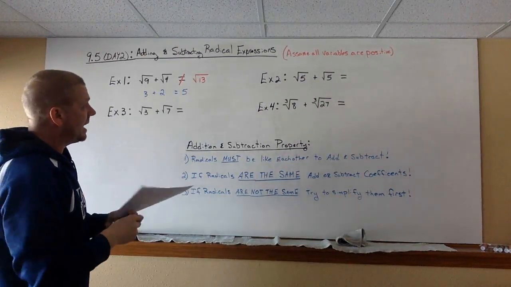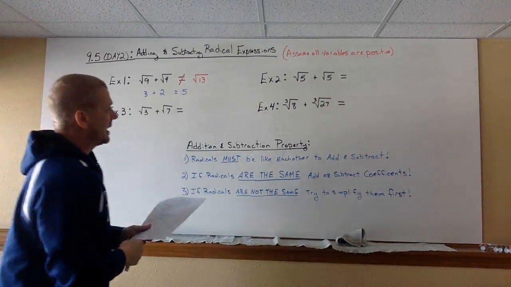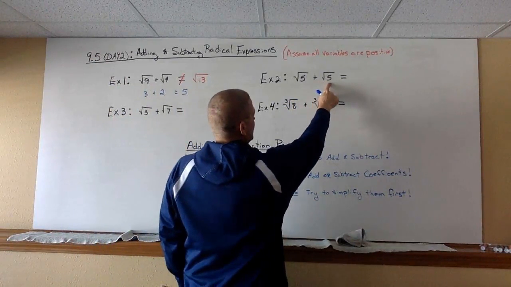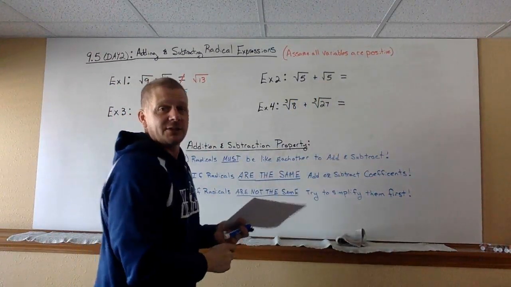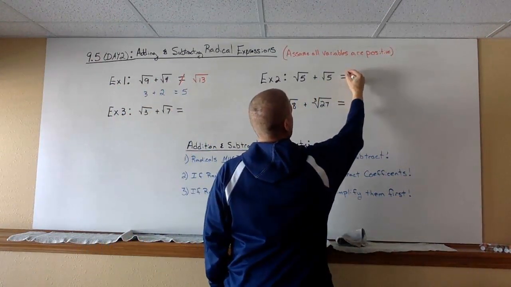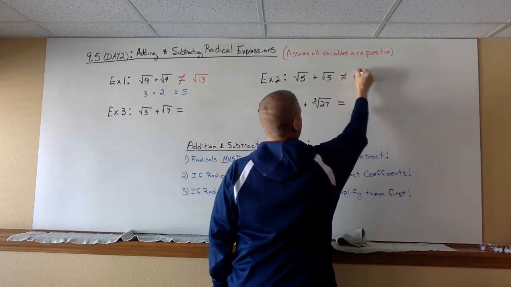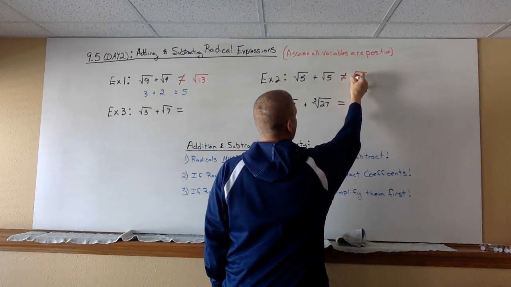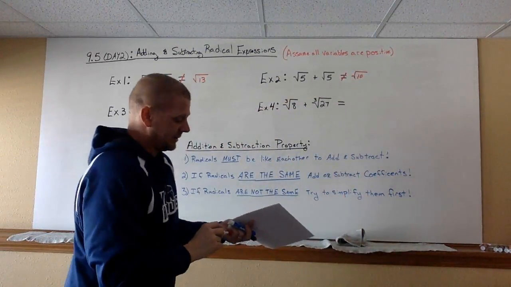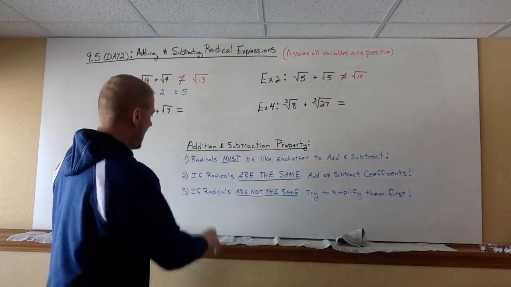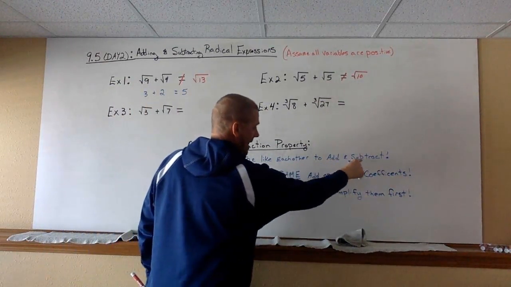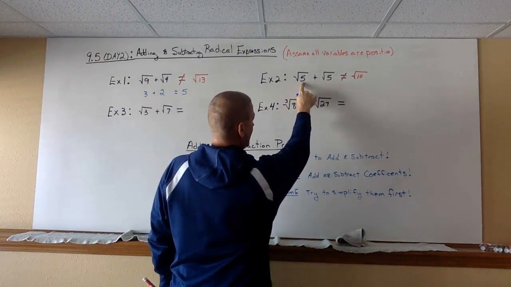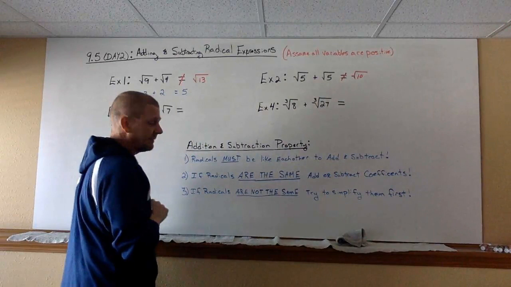Now in example 2, square root of 5 plus the square root of 5. What that totally is not, it is absolutely not equal to the square root of 10. Please do not add numbers underneath radicals, okay? Radicals must be like each other to add and subtract. Notice the square root of 5 is the same as the square root of 5.